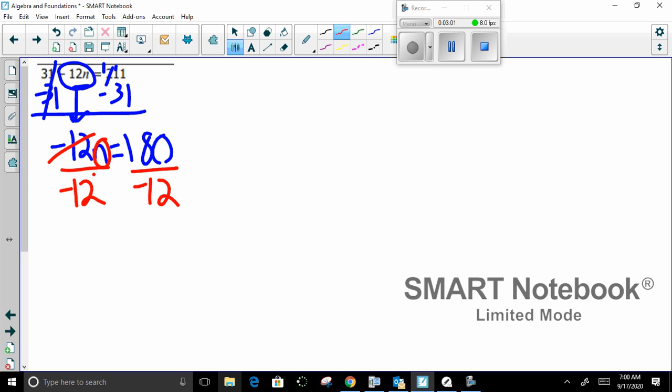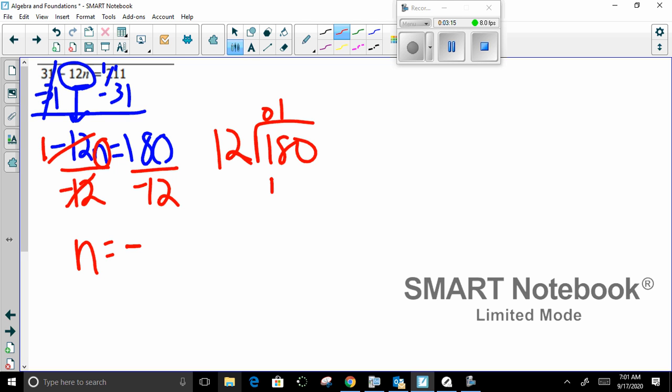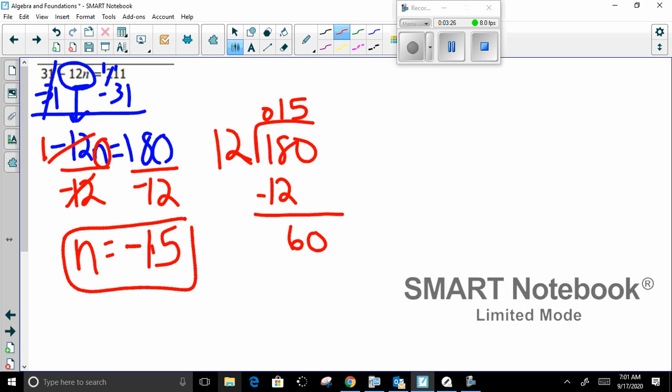Remember, anything divided by itself is 1. 1 times n is just n. A positive divided by a negative is a negative. And then 12 into 180. What do we got? 6. And then 12 goes into 60 five times. So n is negative 15. And that is your answer, or your solution to this equation.